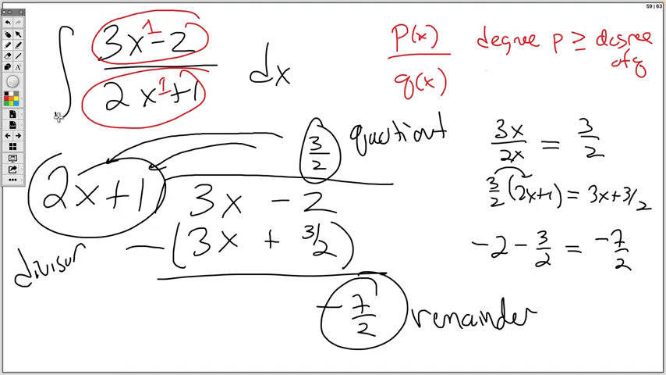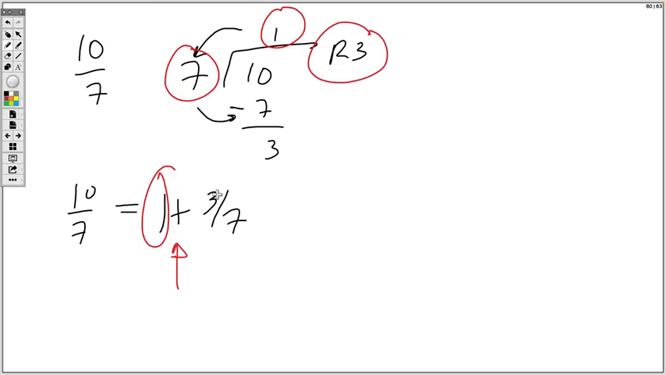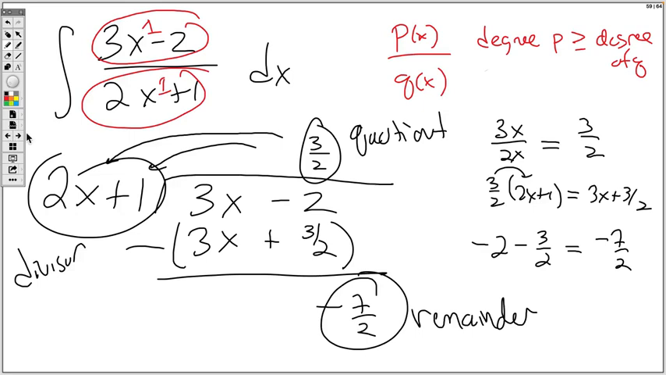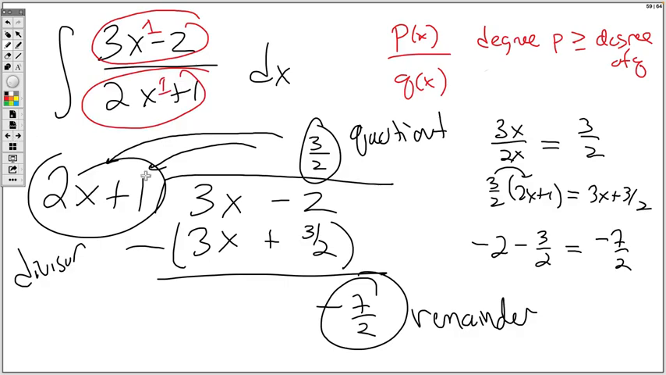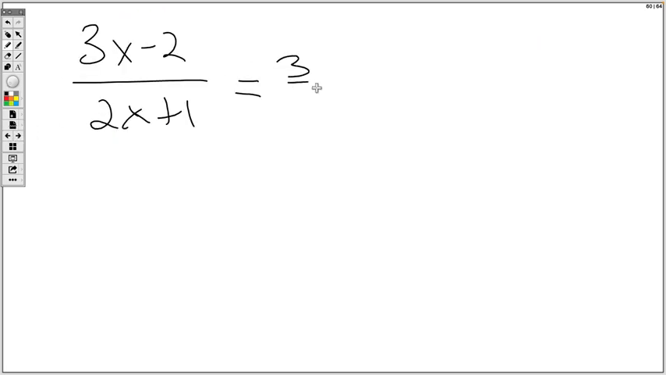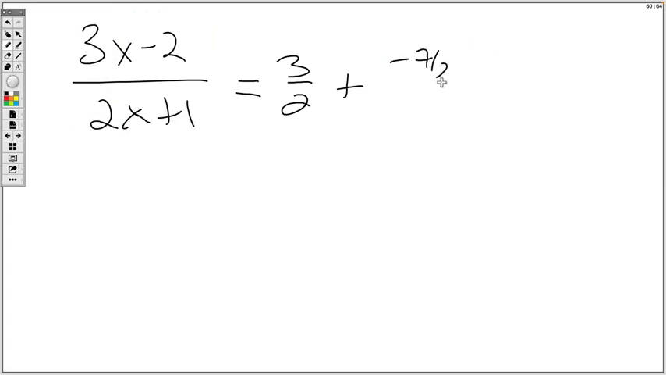So here's what this algebra does. It does the same thing this arithmetic does. So when you do this arithmetic, 7 went in one time with the remainder of 3. The 1 was the quotient, plus the remainder over the divisor. You with me or not, folks? So that's what I'm going to do here. So the 3x minus 2 over 2x plus 1 equals the quotient plus the remainder over the divisor.